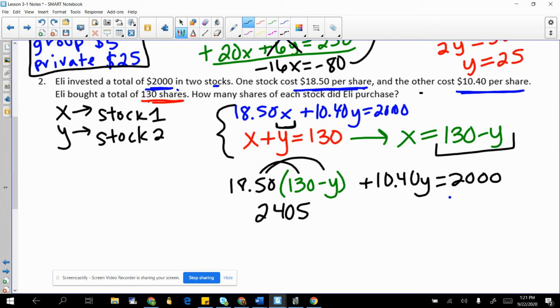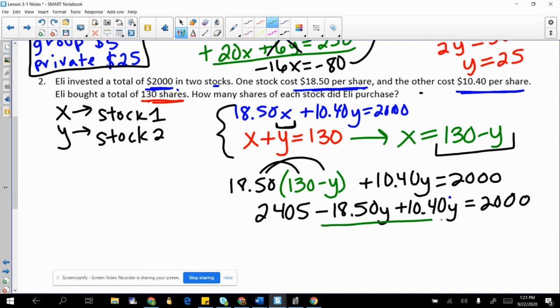And then you need to do 1850 times negative Y, so negative 1850Y plus 1040Y. I'm just bringing down everything else now, equals 2,000. Okay, so now let's combine some like terms. So we have a negative 1850Y plus a 1040Y, which is going to leave us with negative 810Y. And then bring down everything else.